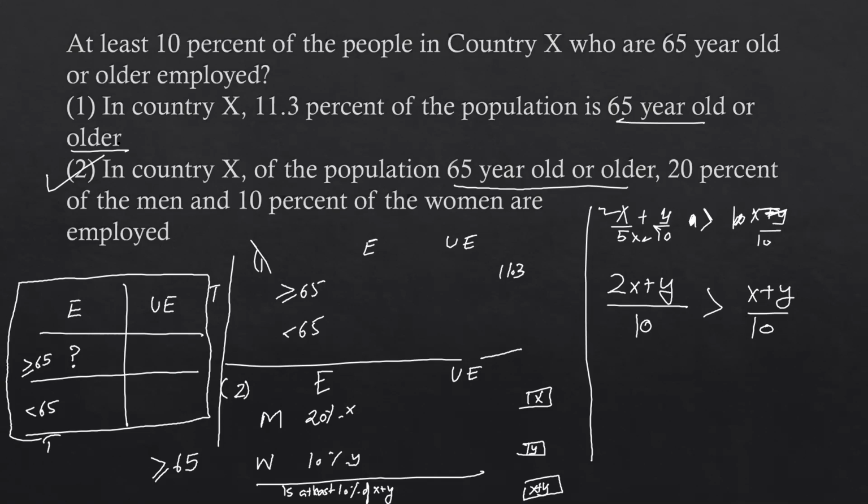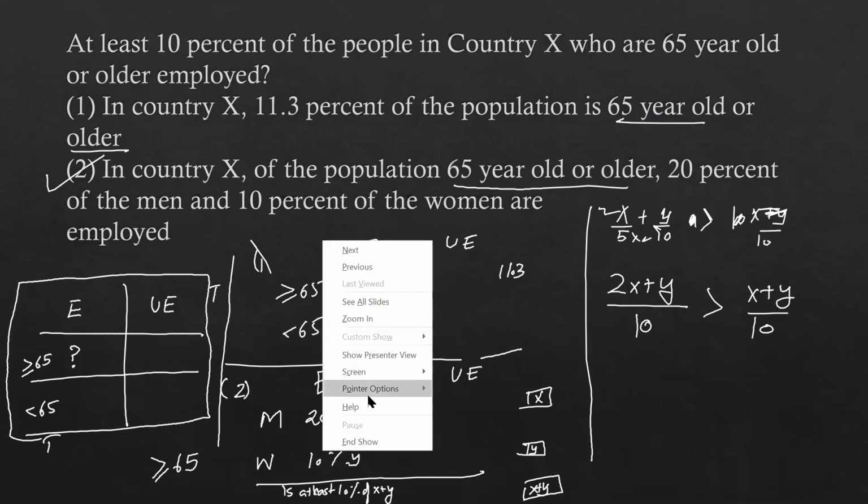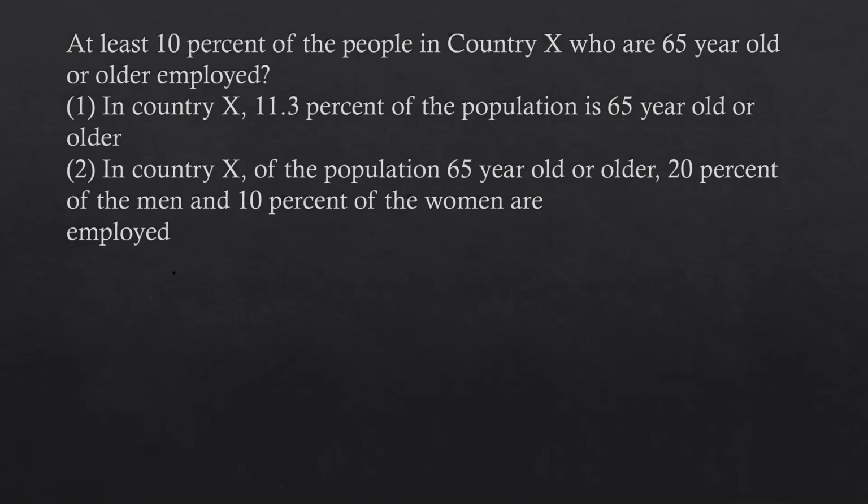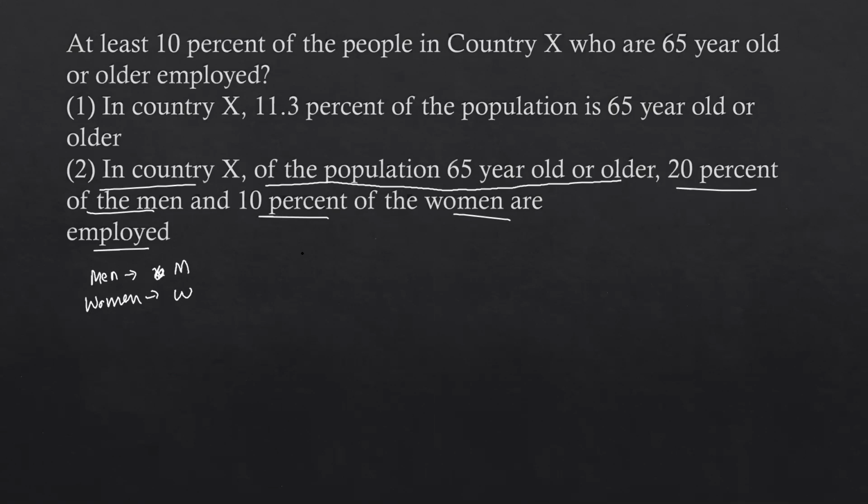Can you go over the second part again? So, okay, I'm going to clear this. I'm only going to focus on answer option B. So it says that in country X, of the population of 65 years and older, 20% of the men and 10% of the women are employed. So let's say there are M men and W women. How many men are employed? M over 5. How many women are employed? That is W over 10.